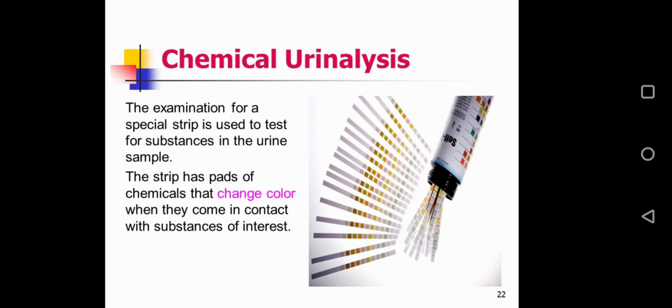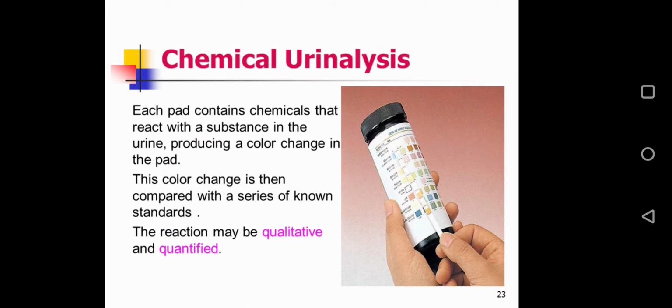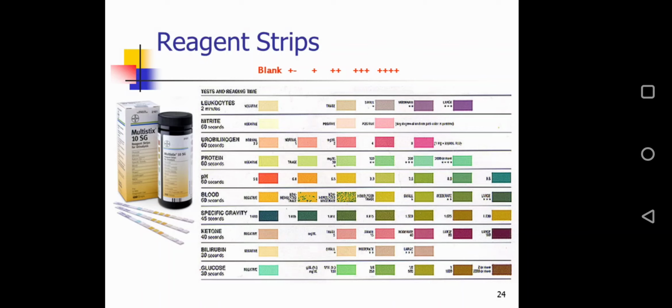A special test strip is used to test for substances in the urine sample. The strip has pads of chemicals that change color when they come in contact with substances of interest. Each pad contains chemicals that react with a substance in the urine, producing a color change in the pad. The color change is then compared with various known standards. The reaction may be qualitative or quantified. Each pad in the strip represents a different material in the urine.